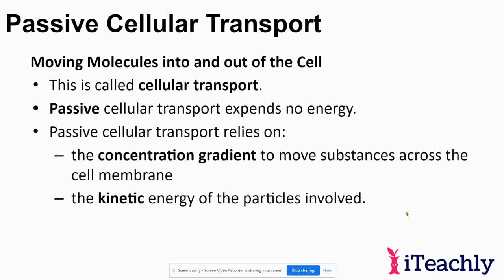So this is called passive transport, and the biggest thing about passive transport is that it doesn't require energy. So it's passive, it requires no energy. Basically it works on a concentration gradient. So your cell has to have concentration gradients to move things across.